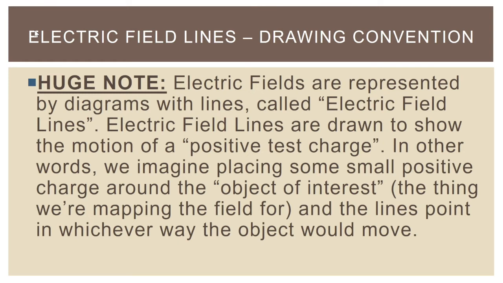In other words, we imagine placing some small positively charged object around the object of interest. This is the thing we're drawing the field for. And the lines point in whichever way that positive test charge would move. Now, I'm going to show you a bunch of different examples here. I want you to keep that in mind. I'm going to bring that up over and over again. Electric field lines are drawn to show the motion of what a positive charge would do around that object. Take a second to pause this video here and write that down. And when you hit play, we'll move on.